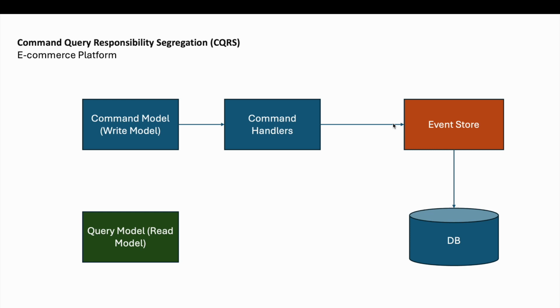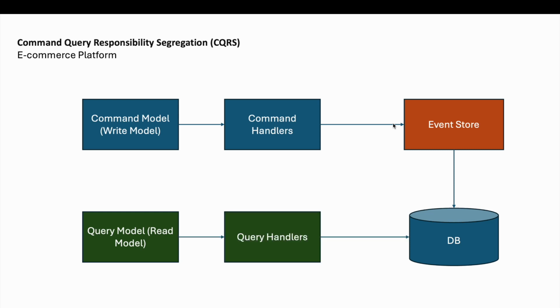We then have the event store, which stores all events resulting from commands such as order placed and inventory adjusted. And finally, we have the query handlers, which retrieve data for displaying product details, user profiles, or order statuses based on the optimized query model.